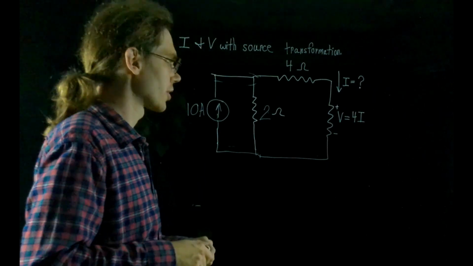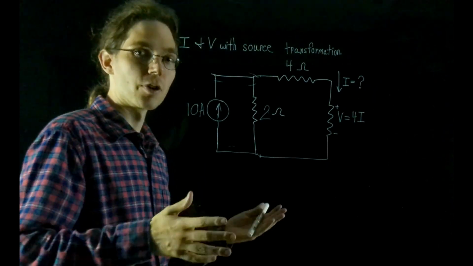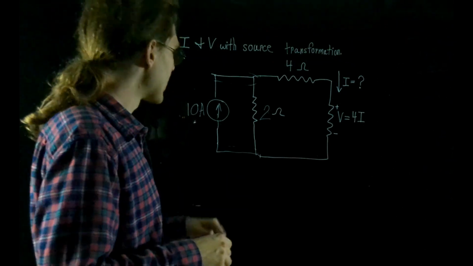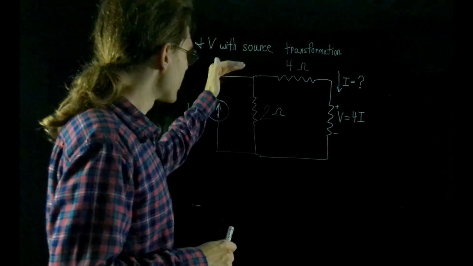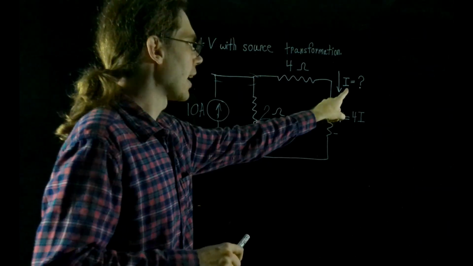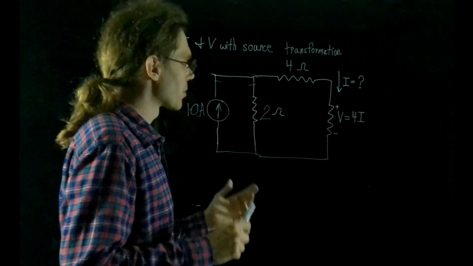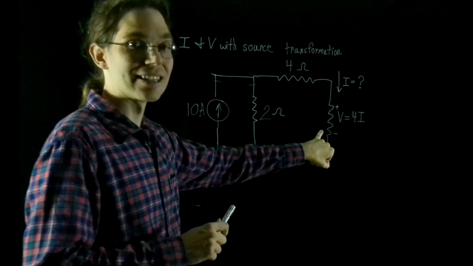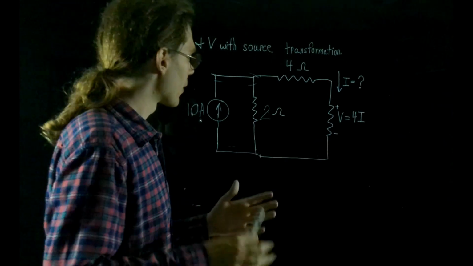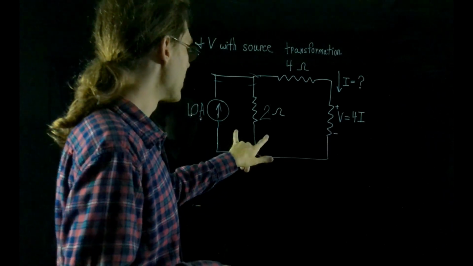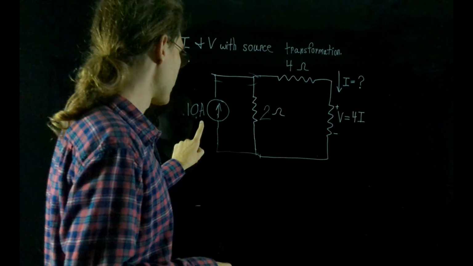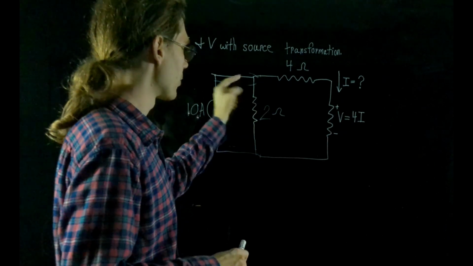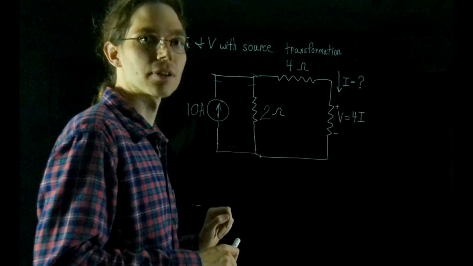This is the redrawn circuit after the transformation, and you'll notice that it has been substantially condensed. Usually at this point, you could apply current division to calculate I. However, in this case, that's impermissible because the value of this resistor is unknown. For that reason, I recommend that we perform another transformation on this 10 amperes in parallel with 2 ohms, and then we can combine that resistor with the 4 ohms.